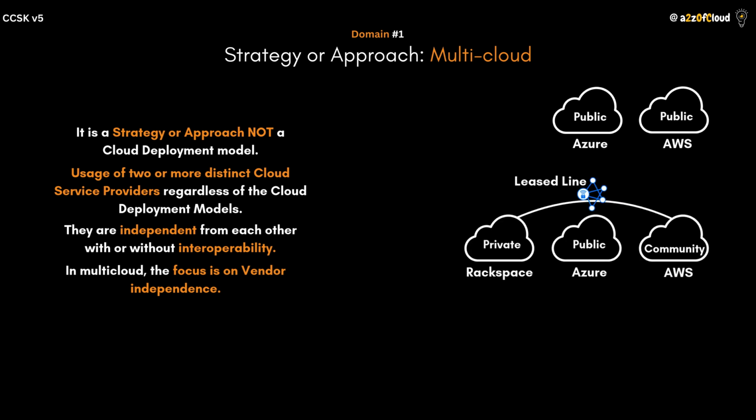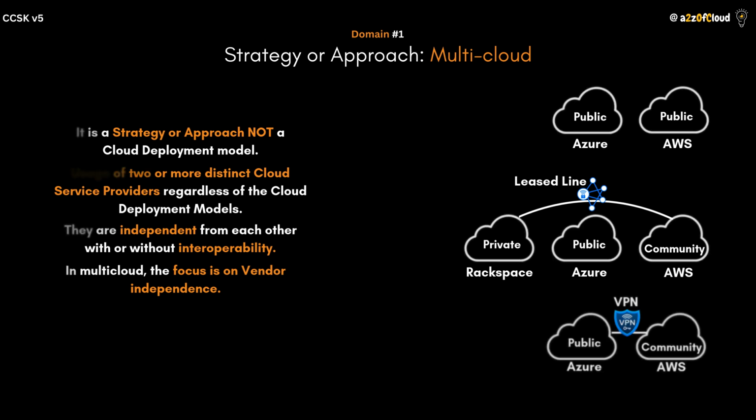Next you have a private cloud from Rackspace, a public cloud from Azure, and a community cloud from AWS. There is a leased line connectivity between Rackspace and AWS for data replication. This cloud setup is another example of multi-cloud environment. Next you have a public cloud from Azure and a community cloud from AWS connected over a VPN for interoperability. This classifies as a multi-cloud. This also classifies as a hybrid cloud because there are two distinct cloud deployment models and there is interoperability.